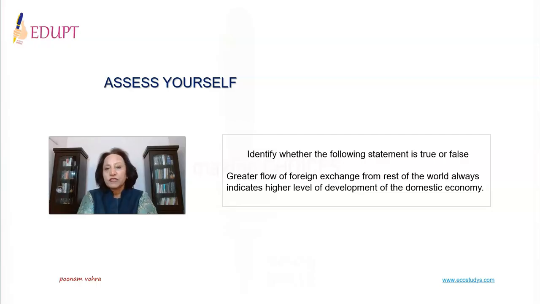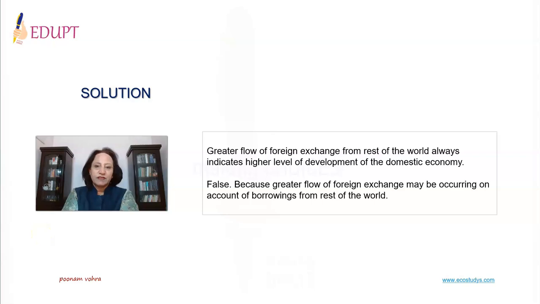Identify whether the following statement is true or false. Greater flow of foreign exchange from the rest of the world always indicates a higher level of development of the domestic economy. This is a false statement because greater flow of foreign exchange may be because of borrowings from the rest of the world. So it is not necessarily true that greater flow of foreign exchange means a higher level of development of the domestic economy. So it is a false statement.